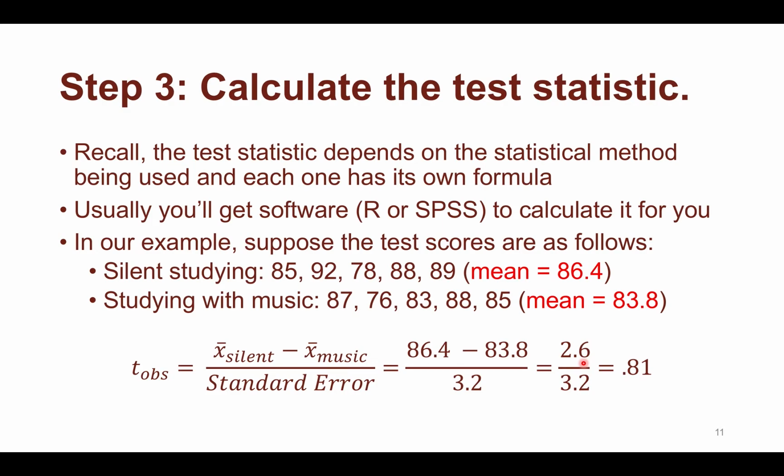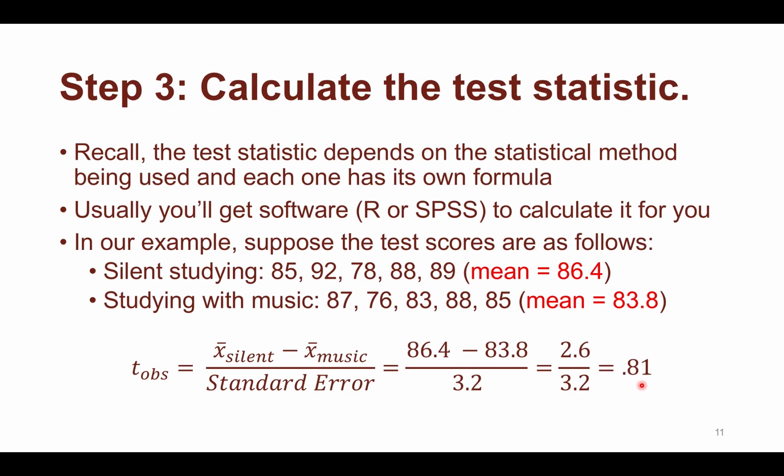And basically, you take that difference, you divide it by the standard error, which you don't need to know the details of. It's basically a combination of the standard deviations from those two groups. So the standard error in this case was 3.2. When you divide, you're basically calculating a ratio. Sometimes you hear this called the t ratio, the t statistic, the t value. They all mean the same thing. We're calling it t obs because it's the observed t value.